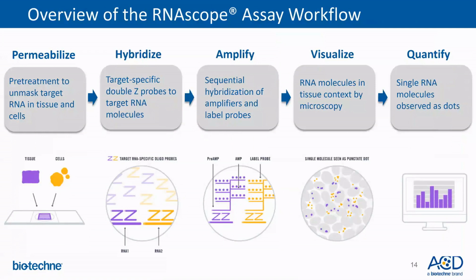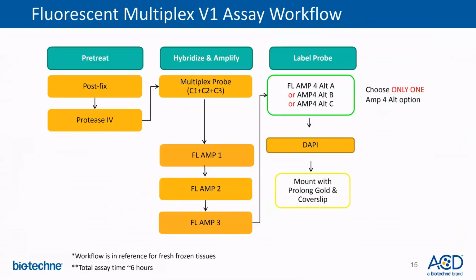We will now look at the assay workflow for the V1 and the V2 assay. We'll start with the V1 assay. Please note the workflow here is shown for fresh frozen tissues. The V1 assay, just like all other RNAscope assays, starts with a pretreatment step, which includes a post-fix and a protease incubation. This is then followed by hybridization of the multiplex probe, and you will then have the amplification steps, which consist of AMP1, AMP2, and AMP3.